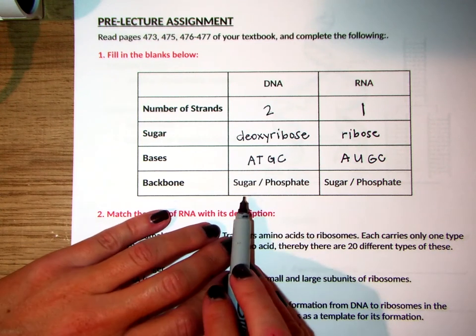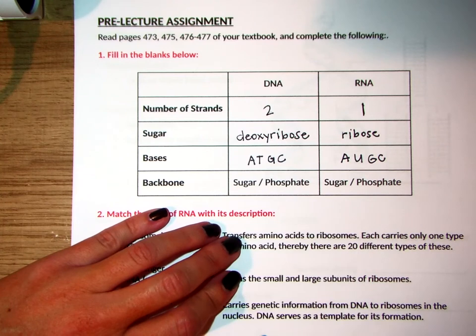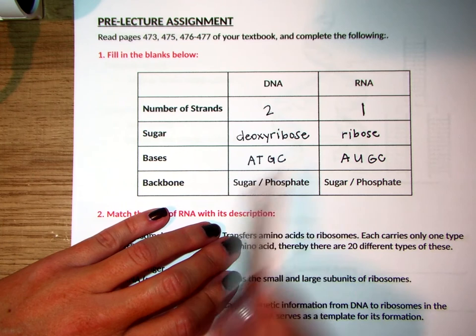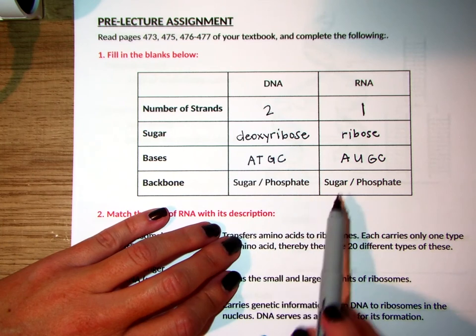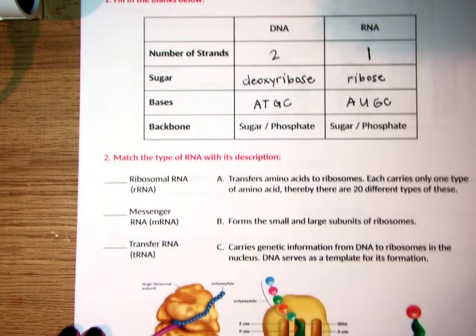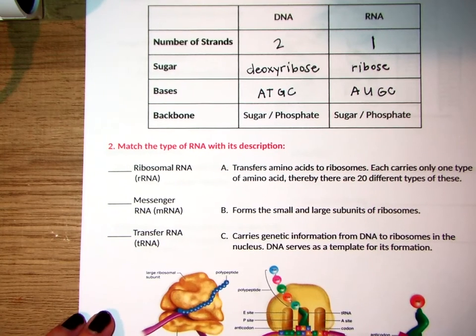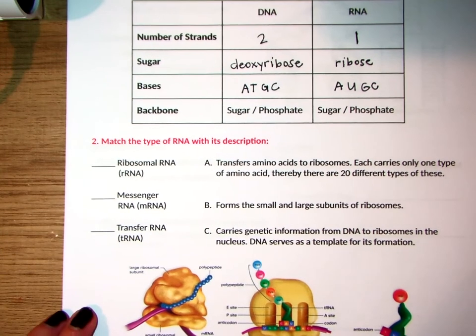So the backbone, what they have in common is they both have a sugar phosphate backbone. But the sugar with DNA is deoxyribose. The sugar with RNA is ribose. Let's see. Yeah, we can go ahead and do this.